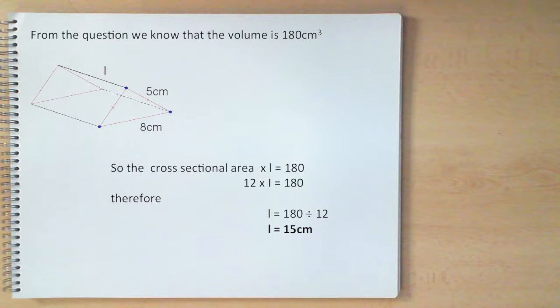As with the cylinder example, we've had to work backwards from a volume to get one of the values of the dimensions of this prism. The extra trickiness involved in this particular example was having to work out the height of the triangle using Pythagoras in order to work out the cross-sectional area before we could use that to work out the length.